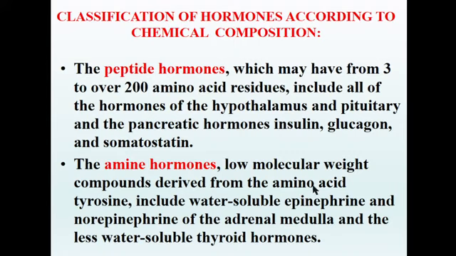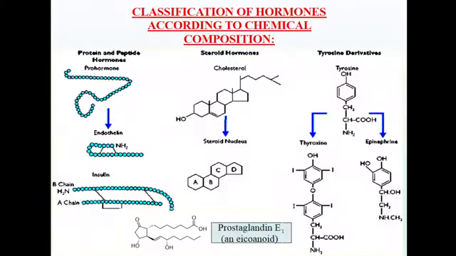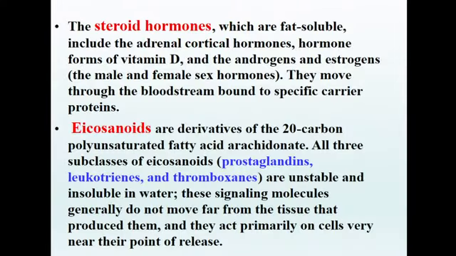Amines, now let's talk about this group, amine hormones. They are compounds derived from the amino acid tyrosine and include water-soluble epinephrine and norepinephrine and less water-soluble thyroid hormones T3 and T4. If we talk about steroid hormones, they are fat soluble and are derivatives of cholesterol, and include adrenal cortical hormones and sex hormones.